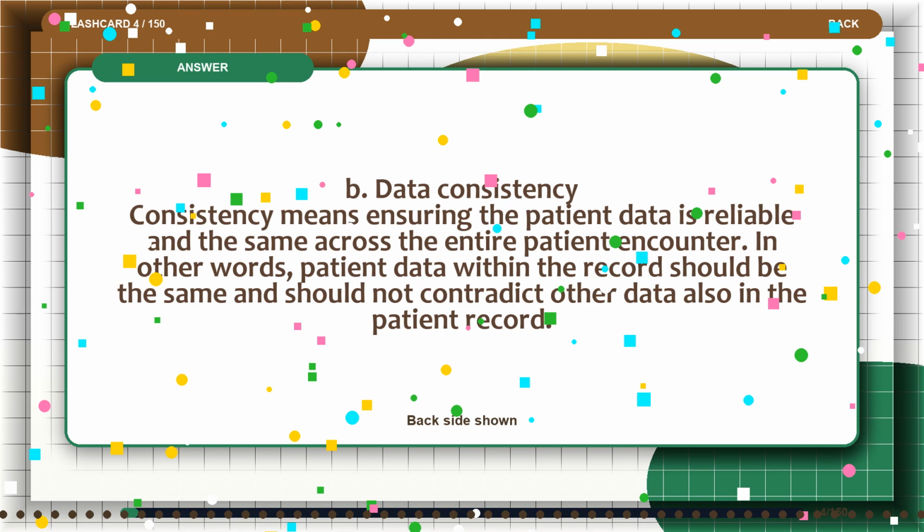The answer is B. Data consistency. Consistency means ensuring the patient data is reliable and the same across the entire patient encounter. In other words, patient data within the record should be the same and should not contradict other data also in the patient record.